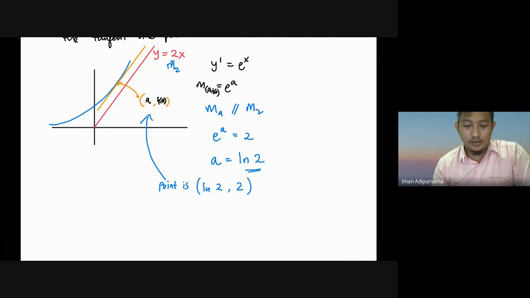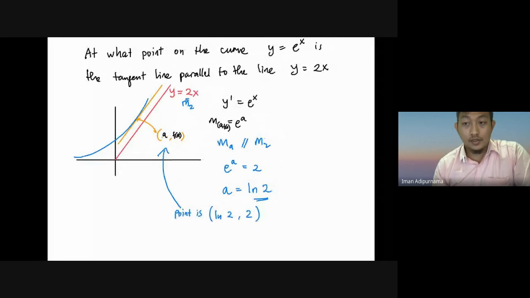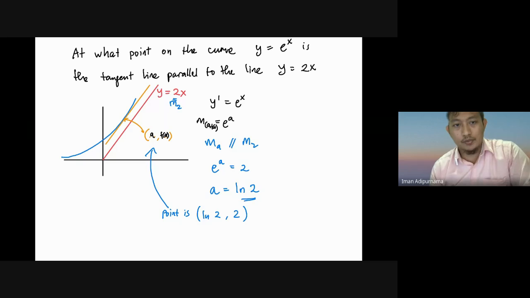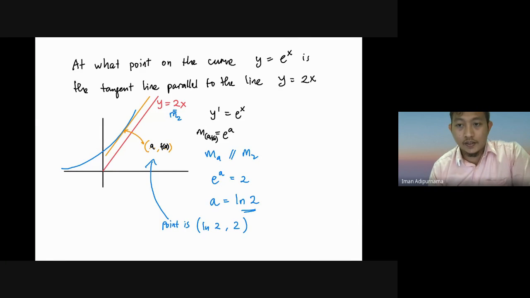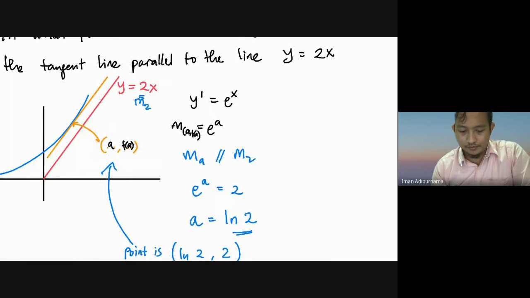Okay, I hope you get the idea. So there are a lot of questions, if you check your textbook, asking about the tangent line parallel or tangent line perpendicular. For example, you have any curve, and you have a tangent like that. You know that this has a gradient, some number there. But we can also make the one that is perpendicular here.